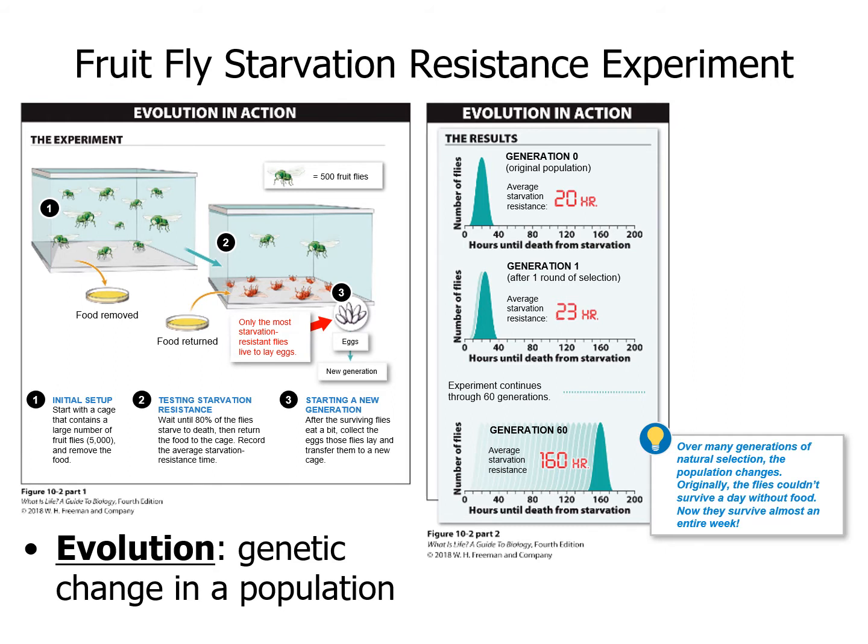And if we keep doing that over and over and over and extending that time period past that original 20 hours, and we keep breeding the individuals that last longer than that time, and we get to generation 60, the average starvation resistance time period has now jumped from 20 hours to 160. And that is a genetic change in a population. Again, this is being forced by humans in this experiment, but regardless, this is, in a way, how evolution works.